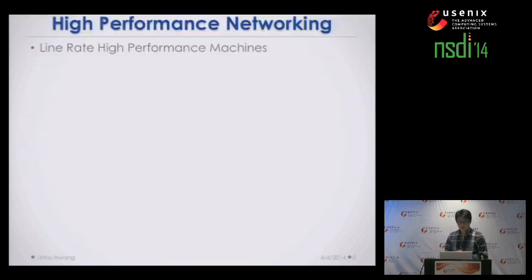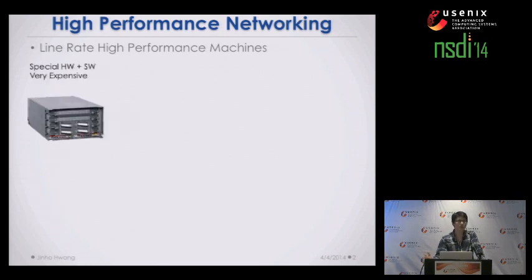Let's move on. Everybody loves high performance networking. So what are the line rate high performance machines out there? We always buy special hardware and the software comes together, at a very expensive cost. You have to pay a lot of money, and it's really hard to upgrade, replace, and scale it out. So people try to get better machines in the commodity servers.